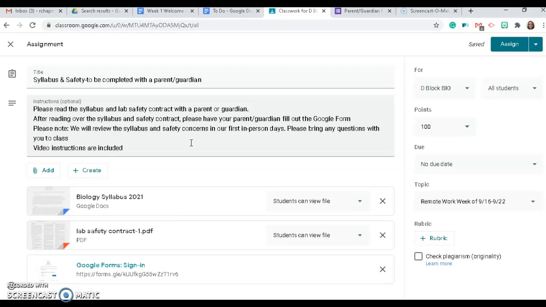If any questions come up, there is a place for you to write them down in the Google form. You can have your child bring them with them to school, so that way we can address it in class, or as always, you are more than welcome to send me an email.